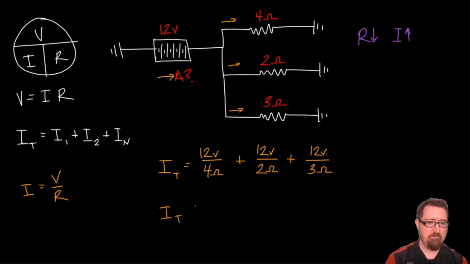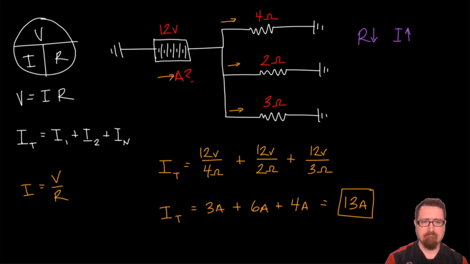So 12 divided by 4 is 3, plus 12 divided by 2 is 6, plus 12 divided by 3 is 4. So in this case, our total current in our circuit is 13 amps.